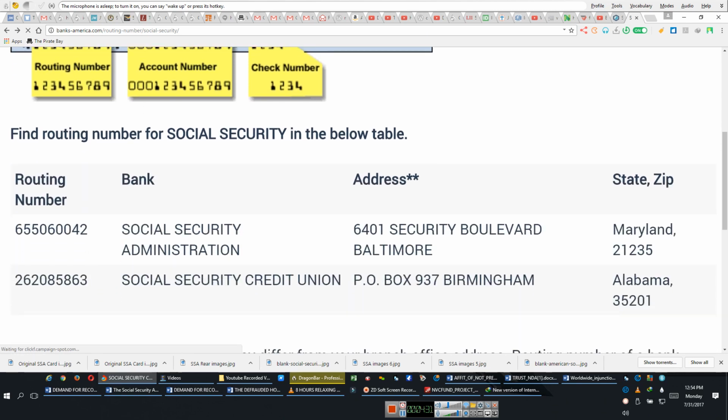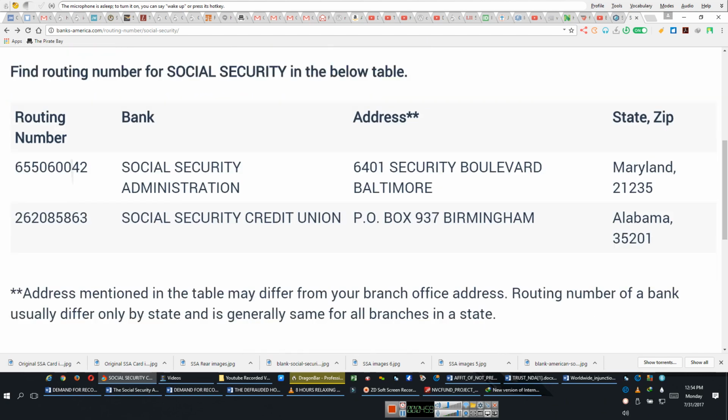Notice this, I want you to pay attention. Here's what you need to know. The routing number for the Social Security Administration, that lets you know these are two different things. Find routing numbers for Social Security in the table below. Anyway, ladies and gentlemen, this is the routing number for the Social Security Administration. This is the routing number for the Social Security Credit Union located in Alabama. Okay.